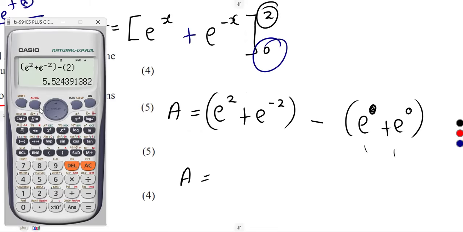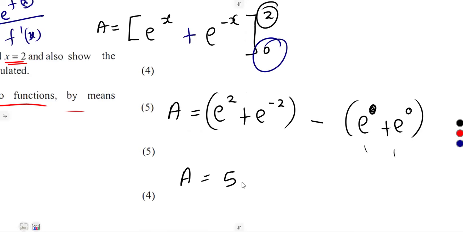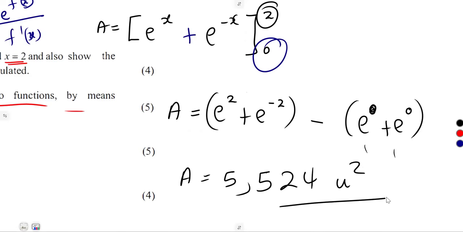So that was going to give us 5 comma this. We can even fix it to 3 decimal places. 5,524. That is area. Area in square units. You're dealing with what? Area. We are done. Integration can be used to determine area. Those are the applications.